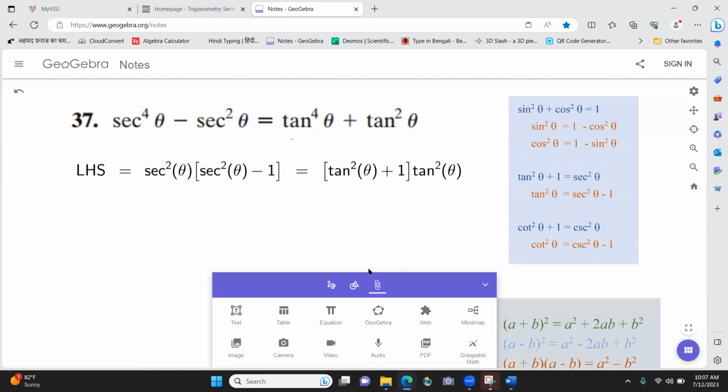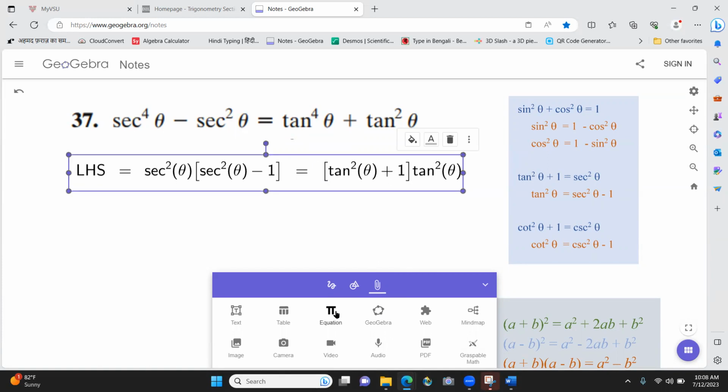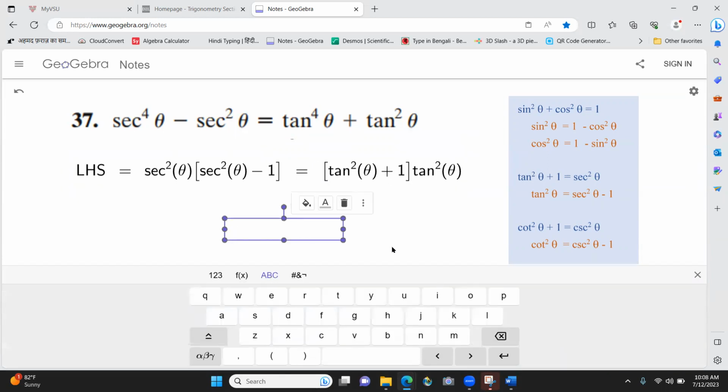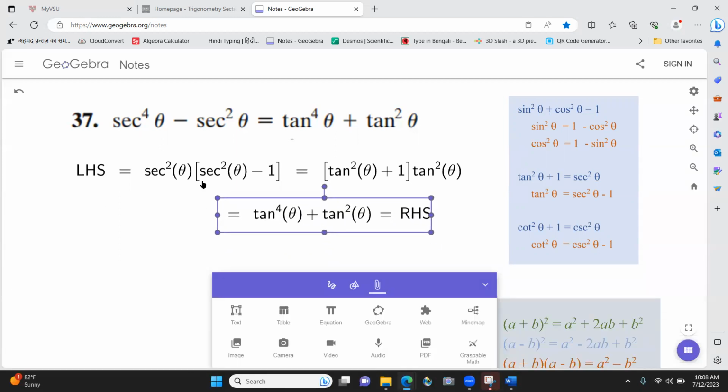Things are looking much better. Now I'm going to multiply tan squared theta with tan squared theta. I'm going to get tan to the power 4 theta. And then I'm going to multiply, I'll talk in a second. Tan squared theta times 1 is tan squared theta. And we have it. Look what we found. This is equal to the right-hand side. We proved it. And pause there just a little bit, okay?